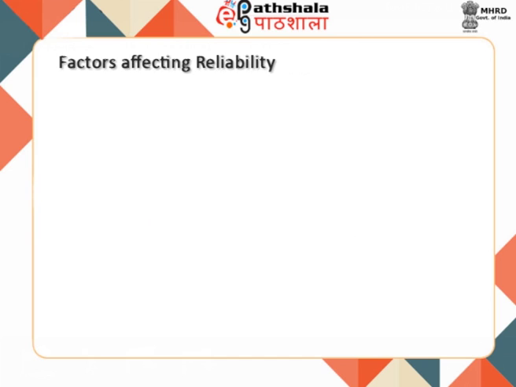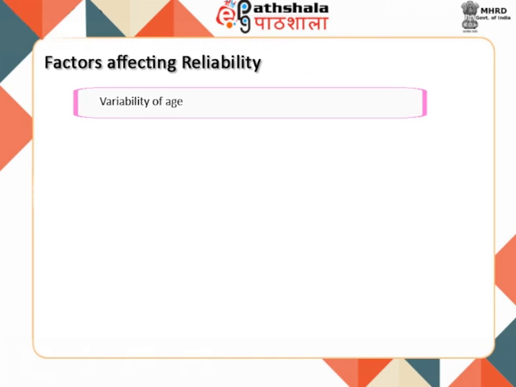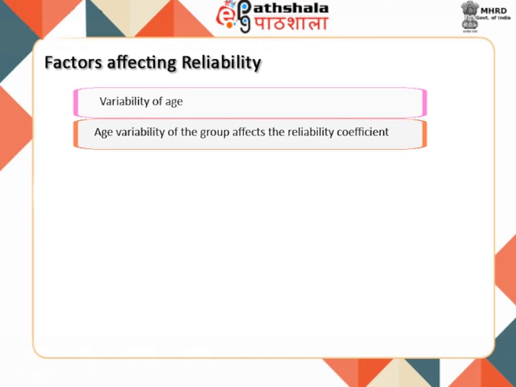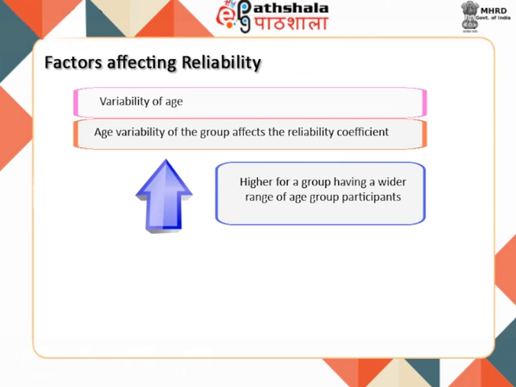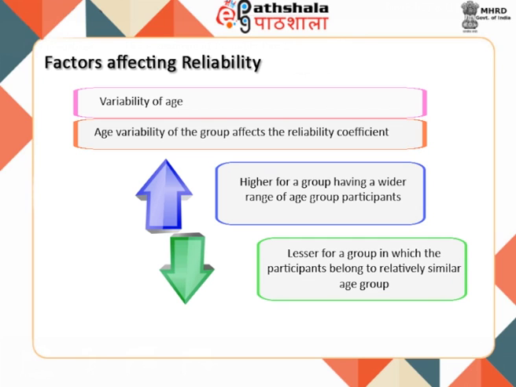Reliability of a test is affected by many factors. First, variability of age. The age variability of the group affects the reliability coefficient. The reliability will be higher for a group having a wider range of age group participants and lesser for a group in which the participants belong to a relatively similar age group.